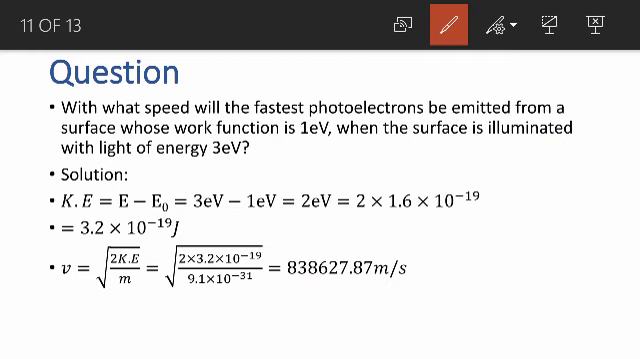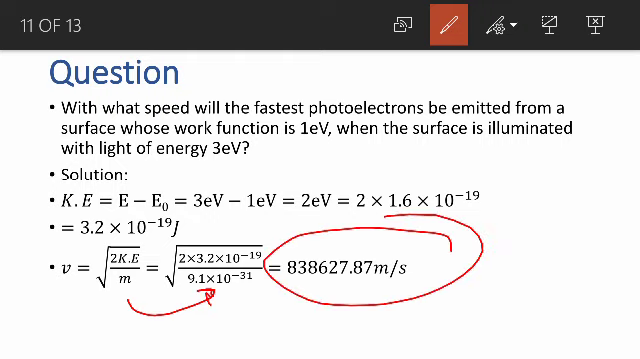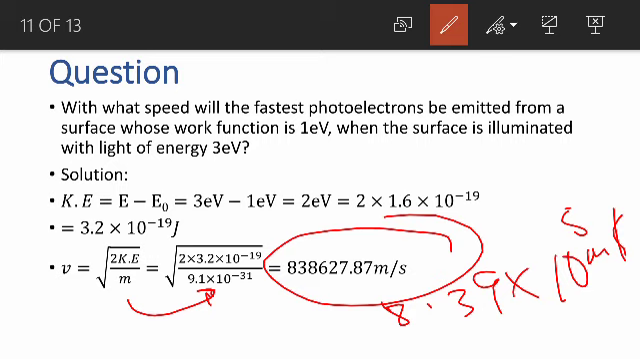Now if we substitute our values, 2 times your kinetic energy, 3.2 times 10 to the power minus 19, divided by the mass of the electron, which, remember, I said is a constant value, 9.1 times 10 to the power minus 31, we are going to get this value: 838,627.87 meters per second, which you can also write as 8.39 times 10 to the power 5 meters per second.